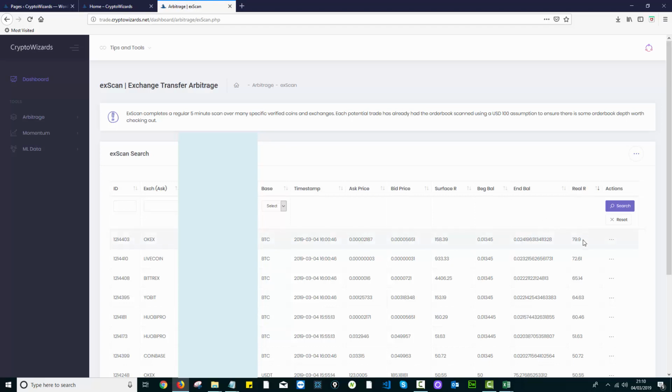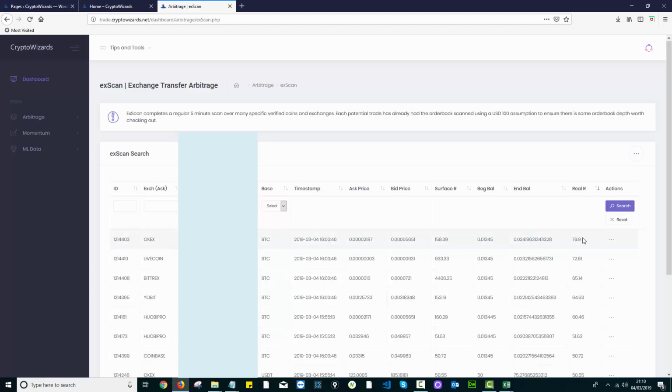But the real rate is where we've taken $100, gone into the order book, and actually traded on both sides of the order book with $100 worth of coin, BTM in this case, BTC in this case. And it's given an 80% return. So we know that there's depth to this order book.